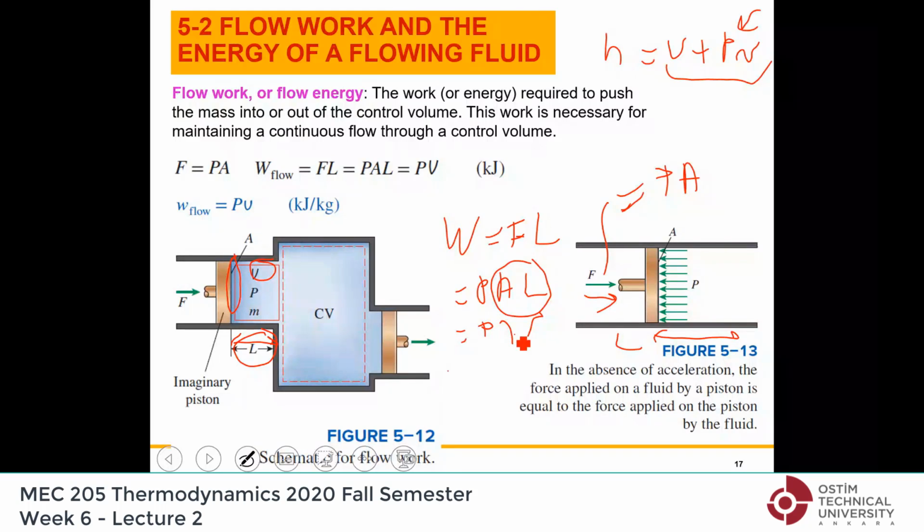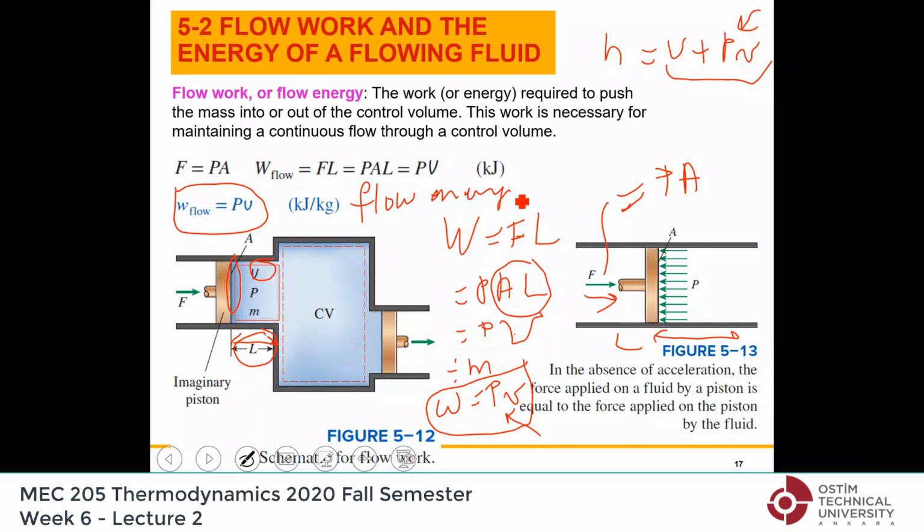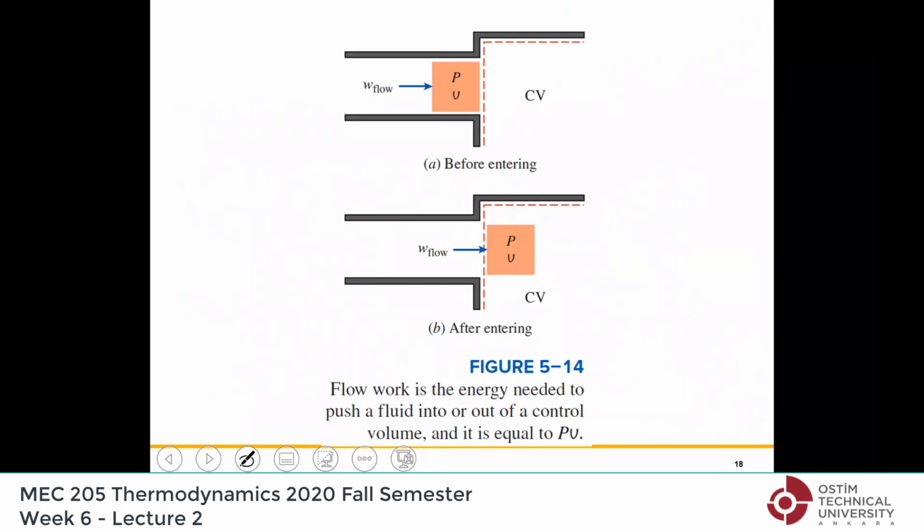And if you divide by the mass, you get work per unit mass, which is P small v. And this is the work needed to maintain the flow of a unit mass of the fluid, and it is called the flow work or flow energy. Okay, so it is the energy needed to maintain the flow of a unit mass of the fluid. As you see here, it is called PV.